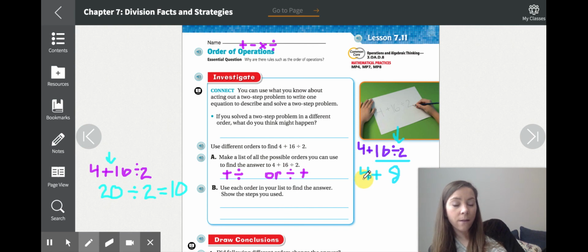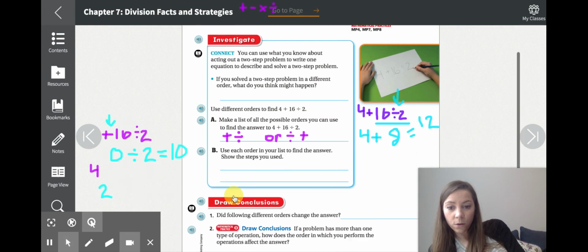So now I have the addition to do. 4 plus 8. What is 4 plus 8? I'm going to have to write it over here on top of it. That is 12. So if I did the division first and then the addition, I would get the answer 12. When I did it the opposite order, I got the answer 10. Okay, so those are the steps that I use. You could write them right here.